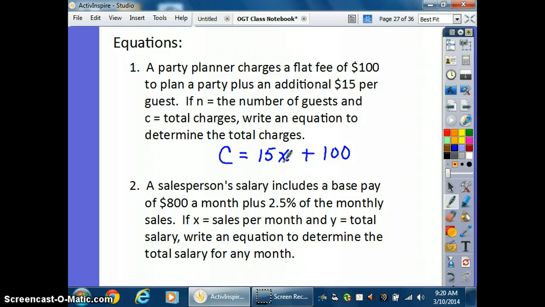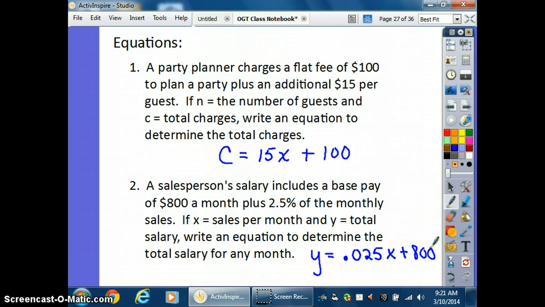We have another one like this. A salesperson's salary includes a base pay of $800 a month plus 2.5% of the monthly sales. If X is the sales per month and Y is the total salary, write an equation to determine the total salary for any month. Okay, so the salary, Y equals, okay, it's going up. This is our rate of change. I'm going to make it a decimal. Move that decimal point 2 places to the left. Okay, X plus our $800.